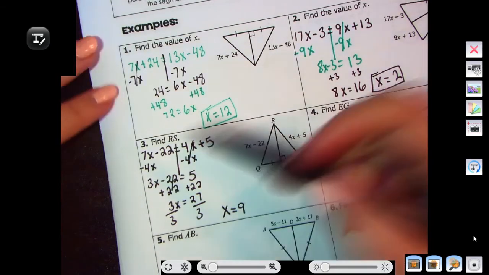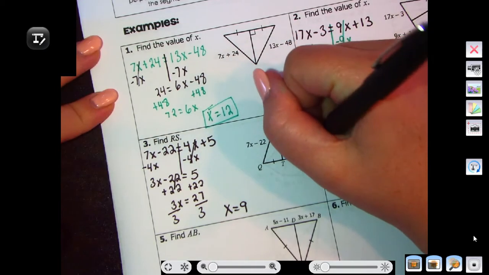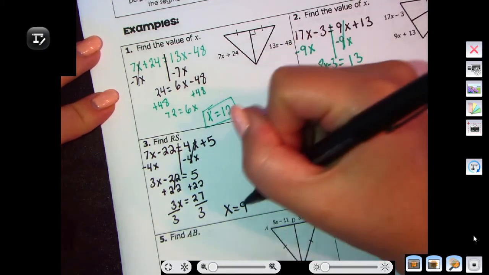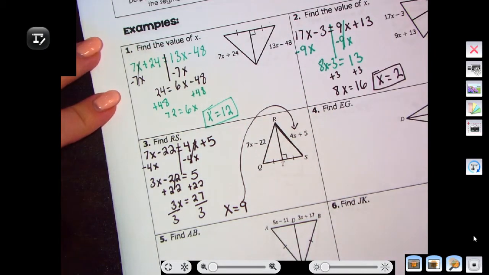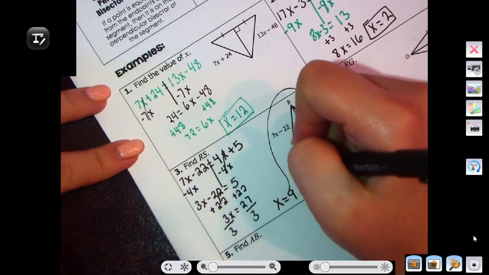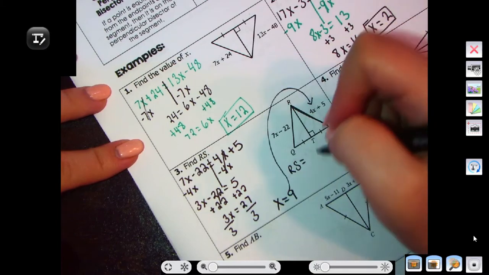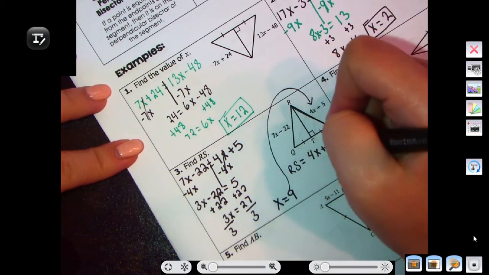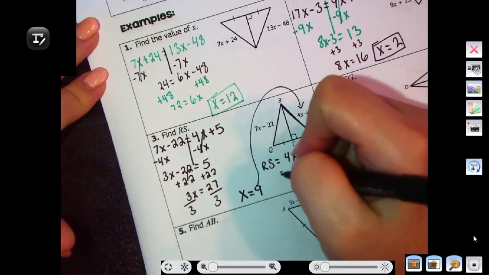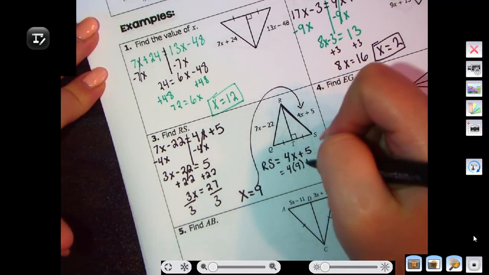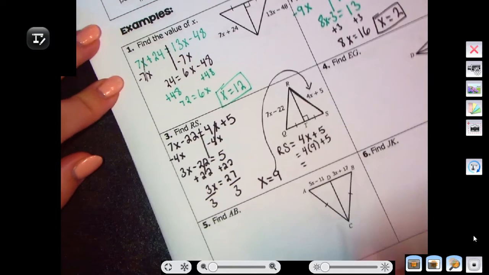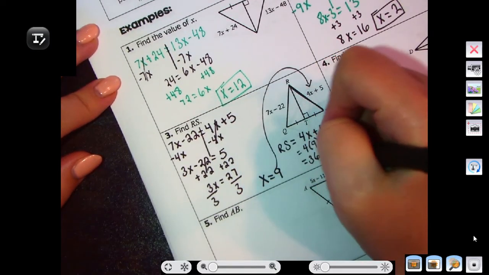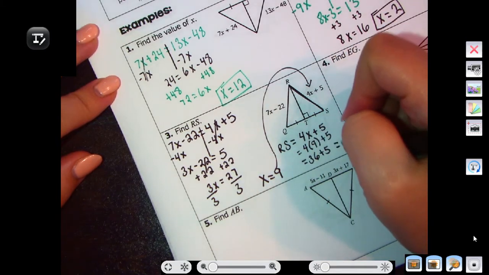Now I need to go back. They asked for this actual side length right here. They want to know what this is. So I have to plug that back in over here in order to figure out actually what that is. So I'm going to do 4 times 9. Let me just write that out just so you can see. So I'm going to be putting 9 in right there. So that's going to be 4 times 9 plus 5. So that is going to be 36 plus 5, which is 41.